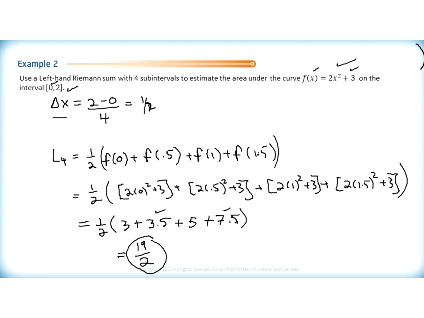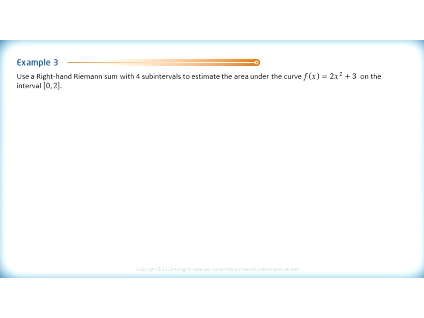Now I'm betting that's the next example because I made it up. And it is. Okay, so here we go. Use a right-hand Riemann sum with 4 subintervals to estimate the area. So it's going to be almost the same thing. So we don't want L this time, sorry, we want R4.